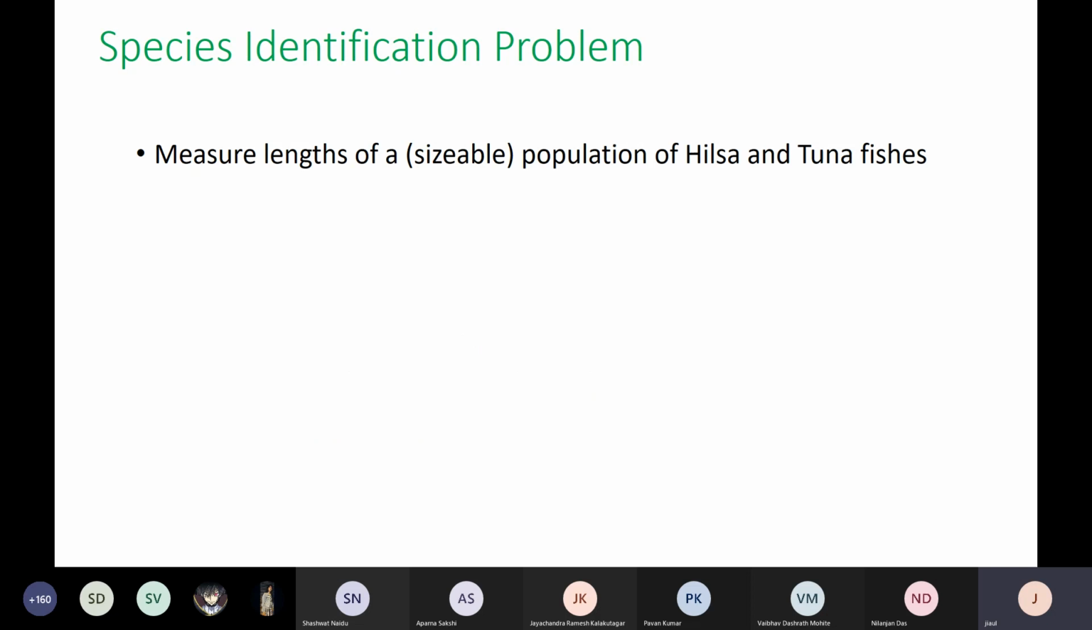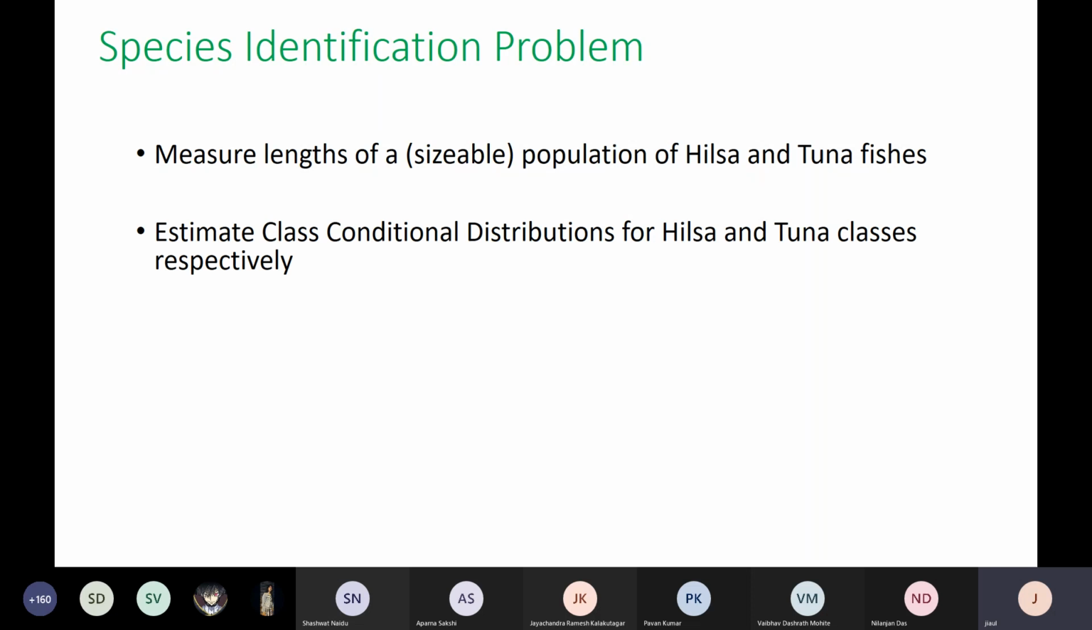What is the process that you need to follow when you do this kind of thing? At least for this particular example, you measure the lengths of a population of two fishes, for example Hilscher and tuna, and make sure that the number of such samples is very high. Otherwise, you are not going to get good statistics out of this data.